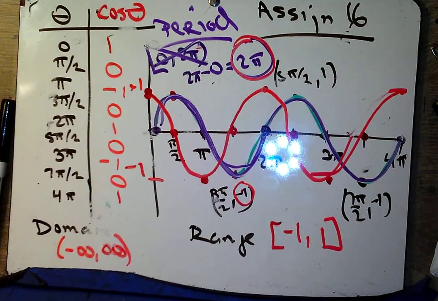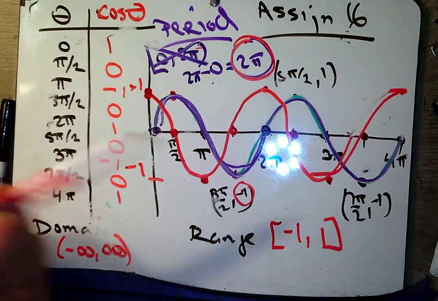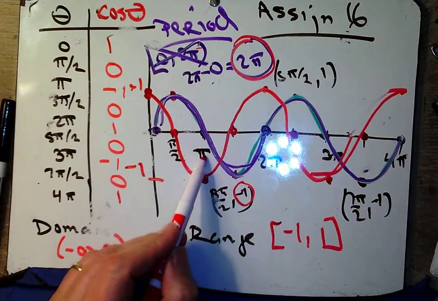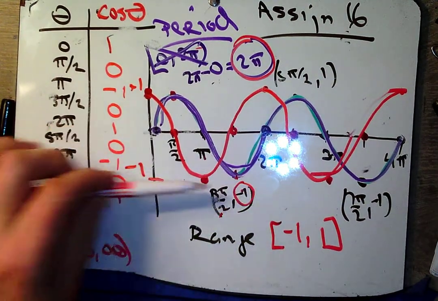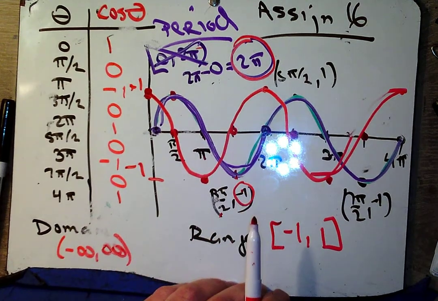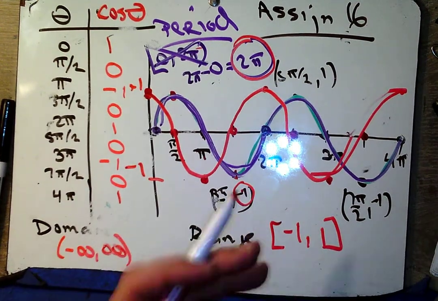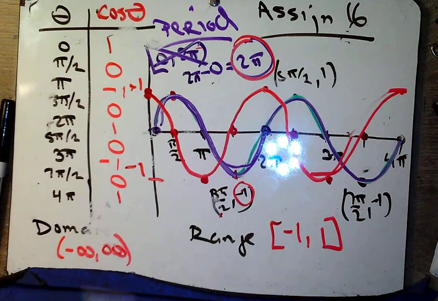In fact, you might even notice that if we just pushed this graph over a little, and how much is a little? Well, to go from here to here, I just need to subtract pi over 2. Then these graphs would sit on top of each other and look identical. That's why they're co-functions, sine and cosine. They're just transformations of each other.